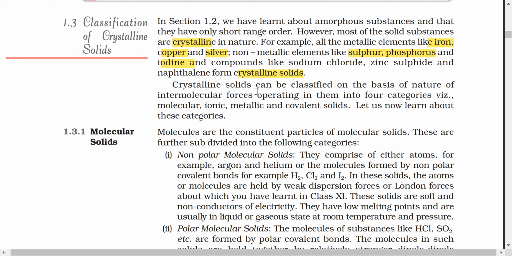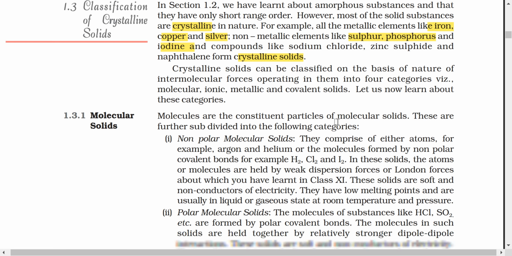Crystalline solids can be classified on the basis of nature of intermolecular forces operating in them into four categories. That is molecular, ionic, metallic and covalent solids. Of course, we have done this before also. We classify crystalline solids on the basis of the nature of intermolecular forces. Is it molecular, ionic, metallic or covalent? Fine. Now let's come to the categories.